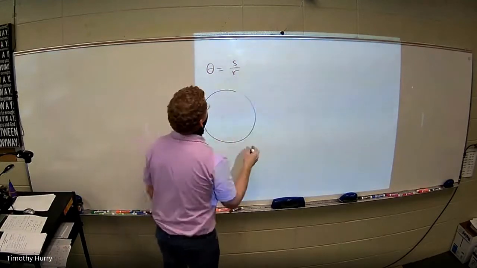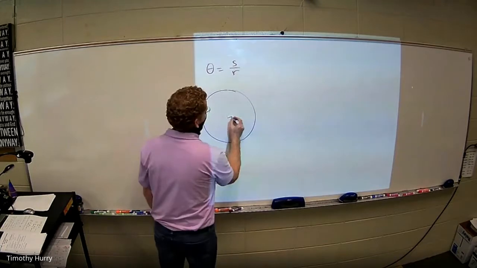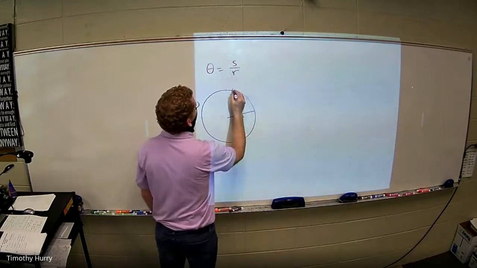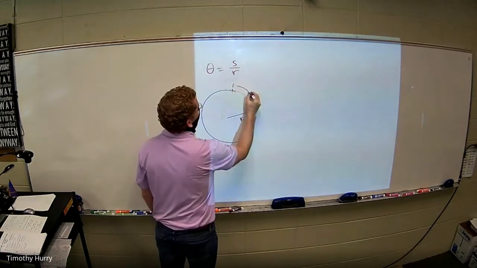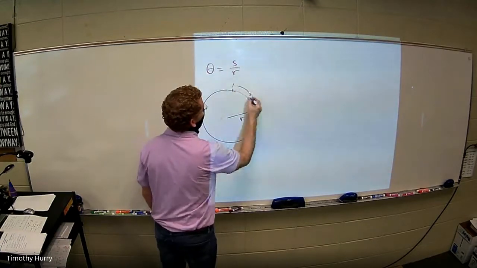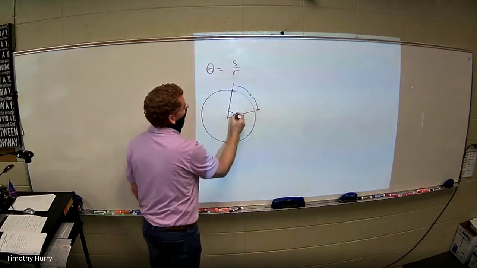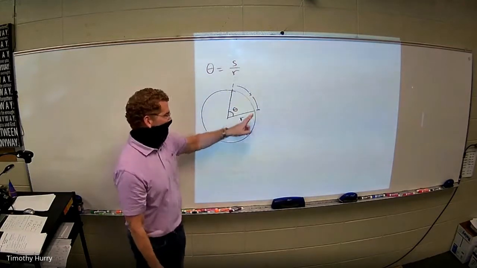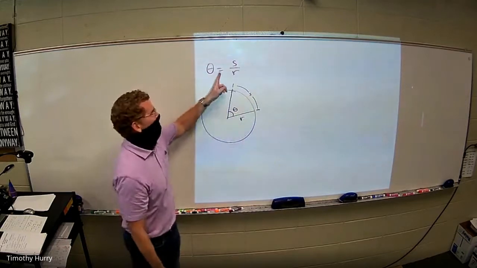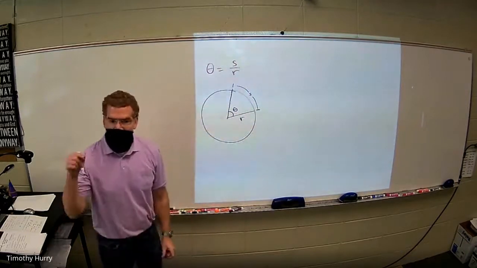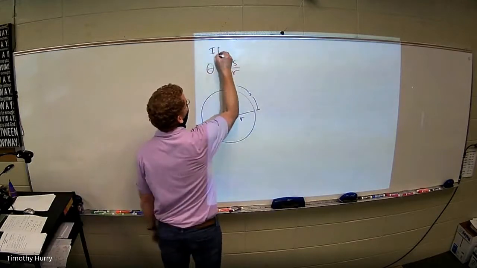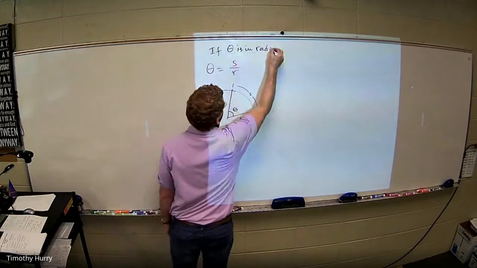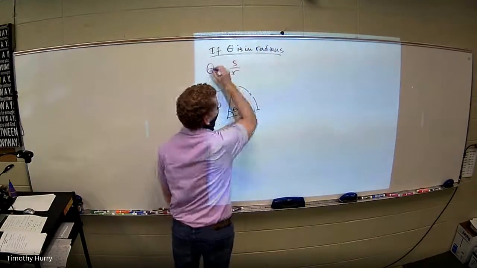And this basically says, all right, you're going to have a radius right here. And then you're going to have some kind of arc length, like from there to there. And then you're going to have some kind of angle from here to here. And the relationship between this theta and that S and that R is always theta equals S over R, if theta is in radians. Get that down and star that.